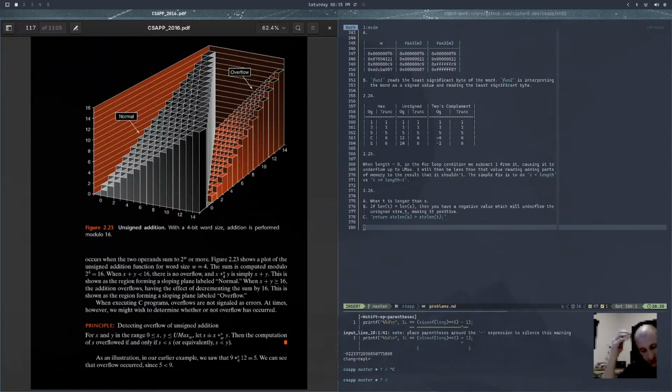In executing C programs, overflows are not signaled as errors. At times, however, we might wish to determine whether or not overflow has occurred. Principle: detecting overflow of unsigned addition. For x and y in the range 0 less than or equal to x and y less than or equal to UMax w, let s equal the sum, and the computation of s overflowed if and only if s is less than x, or equivalently s is less than y.